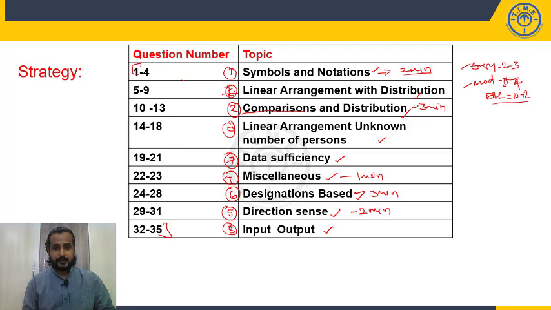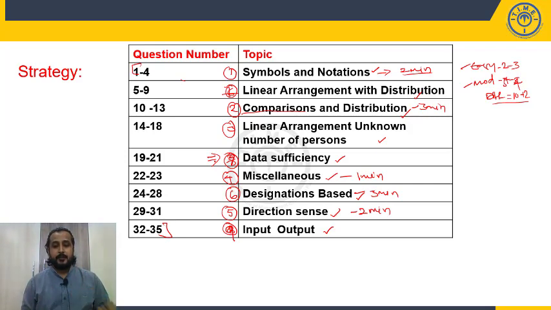Linear arrangement is the 7th one. Data sufficiency is the 8th one. Input output is the 9th one. But in data sufficiency also, if they give miscellaneous topics other than puzzles, then you may take them up at the beginning, like coding, decoding, directions, blood relations, and birth dates related. If these kinds of questions are given, you may take them up at the beginning. But if they give puzzles, better to attempt them at the last.